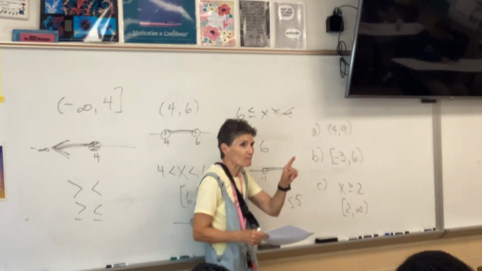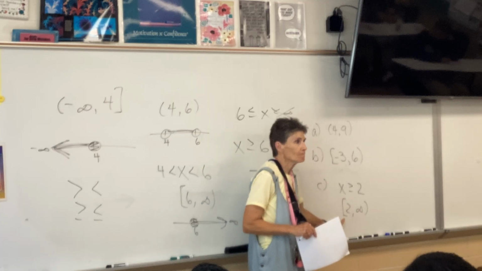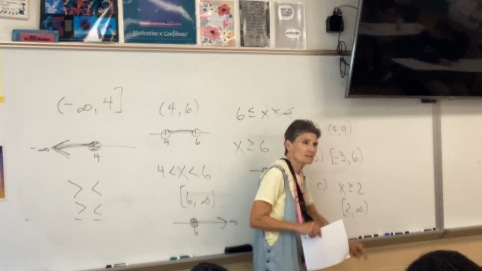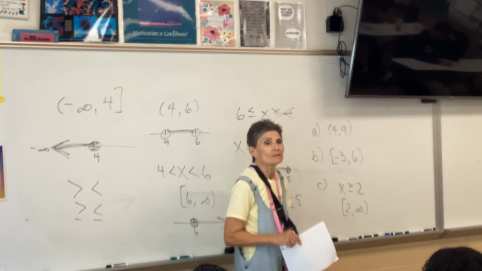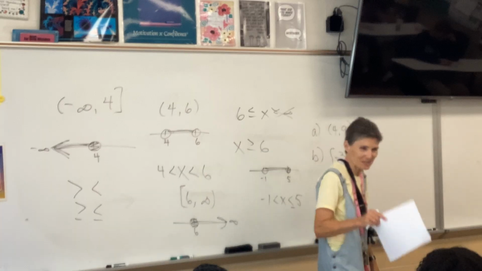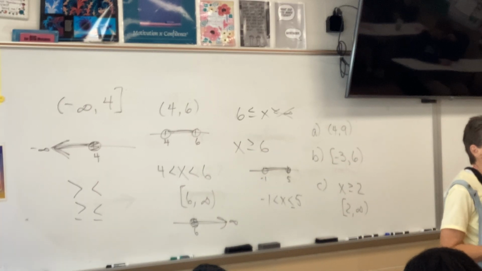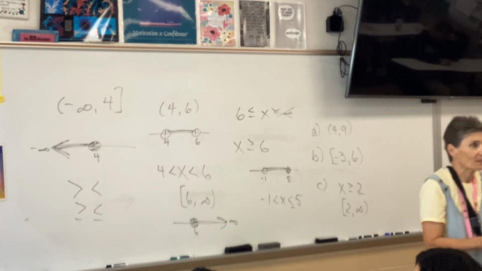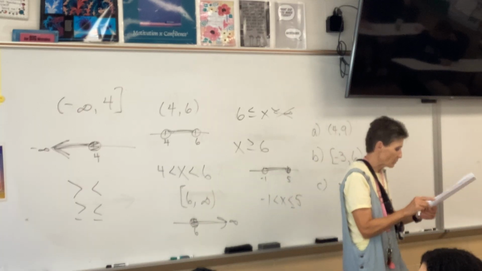Now, I think everybody in the room hopefully understands why there's a bracket there on the 2. Why is there parentheses on the infinity? There's always a parentheses on the infinity, yes, very good. You can't find infinity to put a dot on, right? So it has to be open. Beautiful. All right, switching gears again.